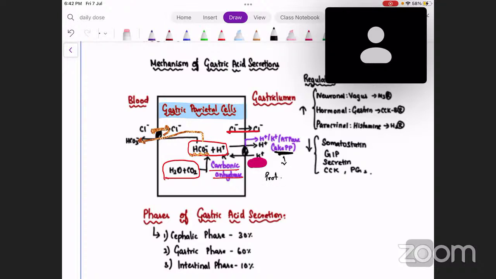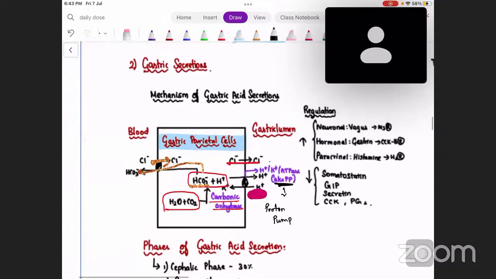Right, proton pump, because it is pumping the proton out of the gastric parietal cell. So H plus came and Cl minus came. They both combine to form HCl. This is how your gastric acid is forming.